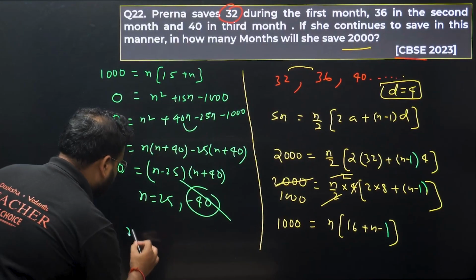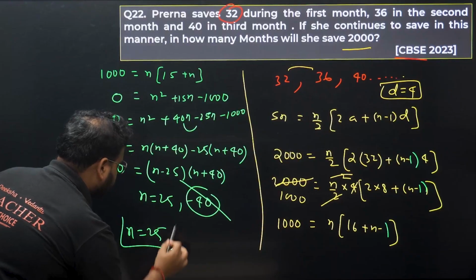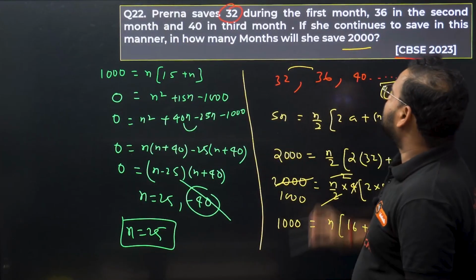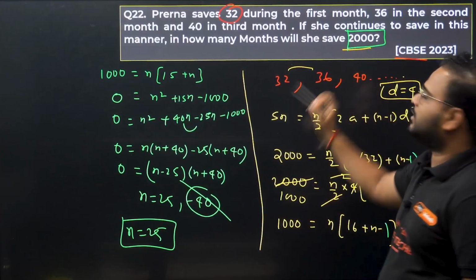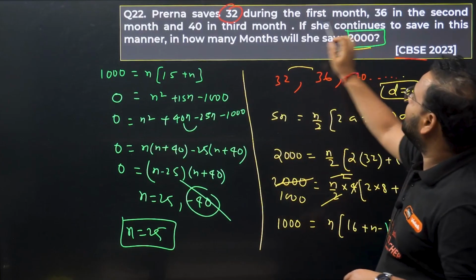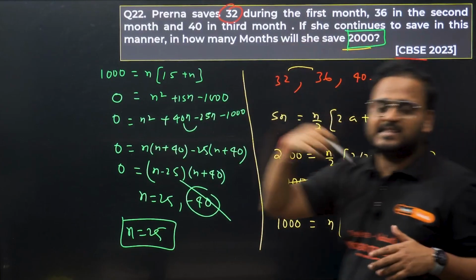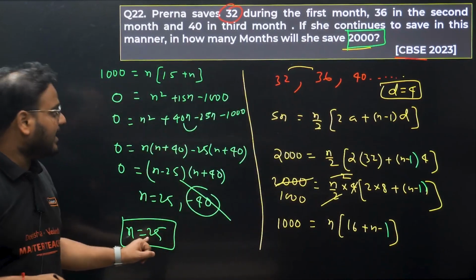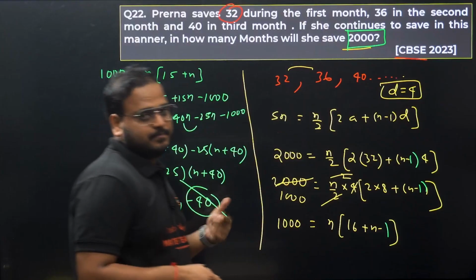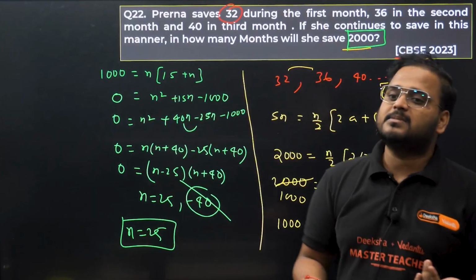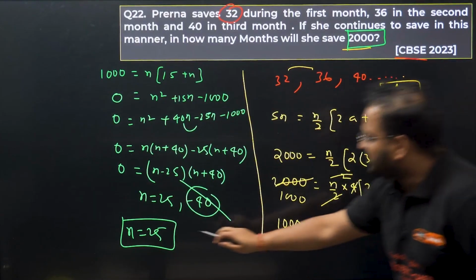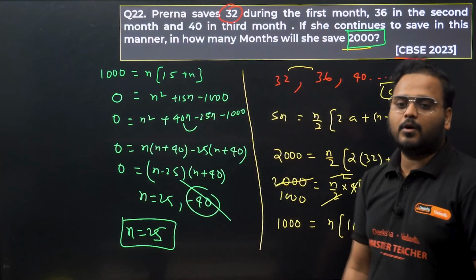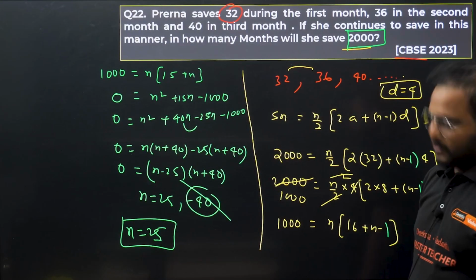So your answer is what? Your answer is 25. So it means she has to save for 25 months to get the value of 2000 rupees. If she saves the first month 32, next month 36, and she keeps saving like this, she has to save for 25 such months to get what? To get the total of 2000. Whether it is dollar, rupees, whatever it is, you need to save for 25 such months. All right, clear? Superb question.